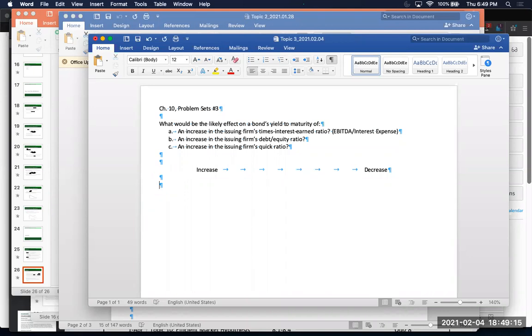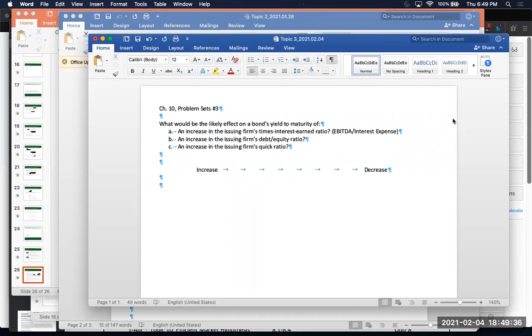So a comment about yield to maturity. I typically do not test on yield to maturity because I feel that is more you understanding how to work your calculator than anything else.